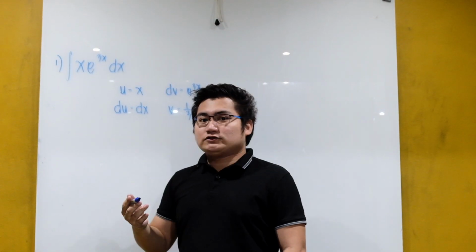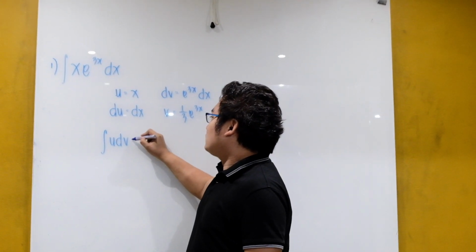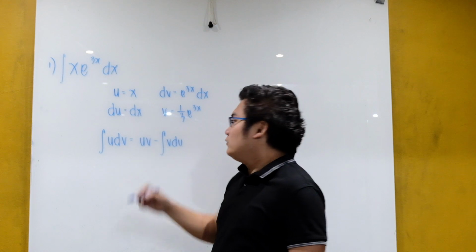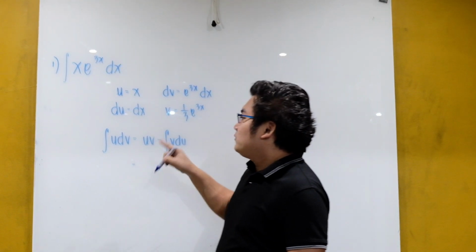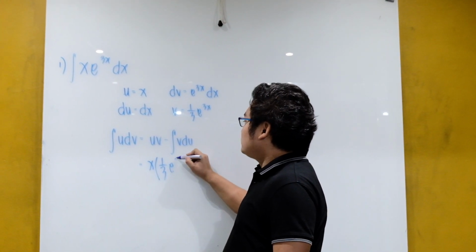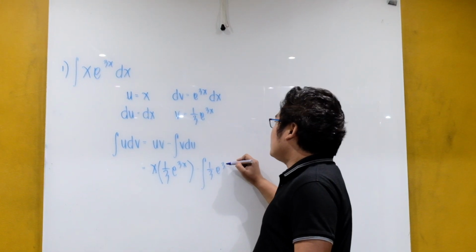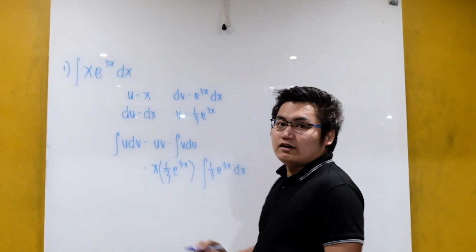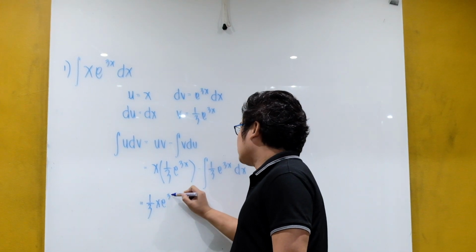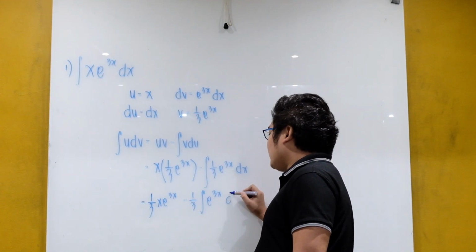So following the formula for integration by parts, the integral of udv is equal to uv minus the integral of vdu. Substituting the values, the integral of udv is now x multiplied by 1/3 e raised to 3x minus the integral of 1/3 e raised to 3x dx. So the equation now becomes 1/3 x e raised to 3x minus 1/3 times the integral of e raised to 3x dx.